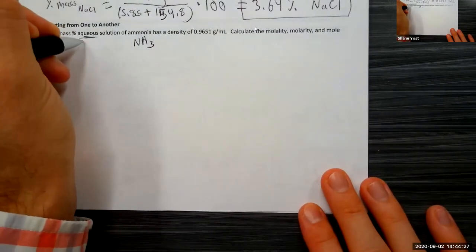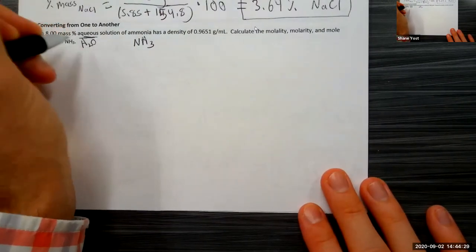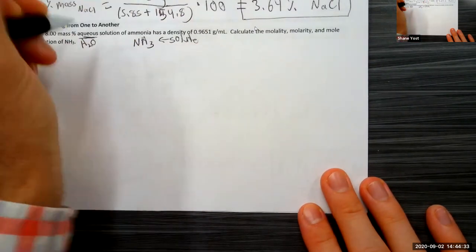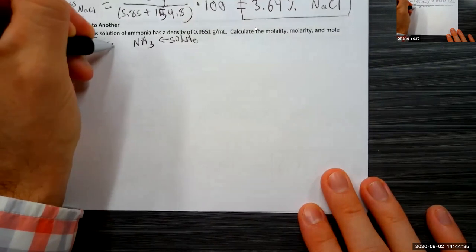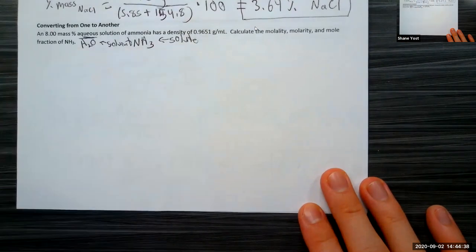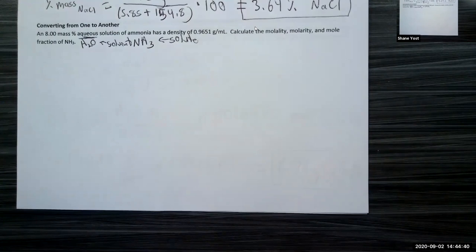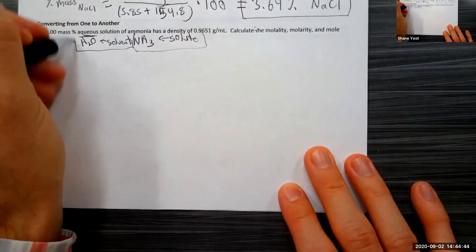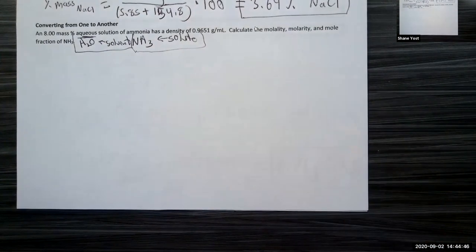Aqueous tells us that the solvent is water, right? So this is the solute, and this is the solvent. The solvent is H2O, and the solute is NH3, okay? And the solution itself has a density of 0.9651 grams per milliliter. And the question is, what is the molarity, molality, and mole fraction of this solution, okay?